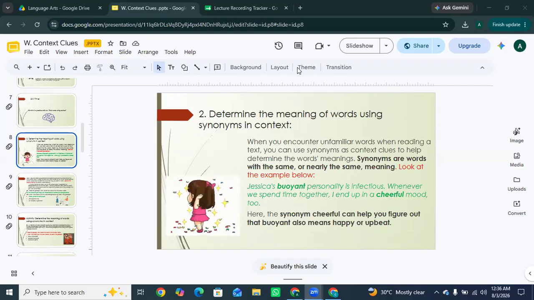Jessica's personality is infectious. Whenever we spend time together, I end up in a cheerful mood too. The target word is buoyant, and the clue word is cheerful. Because cheerful is used to describe the same kind of mood, you can figure out that buoyant means happy, upbeat, or full of energy.